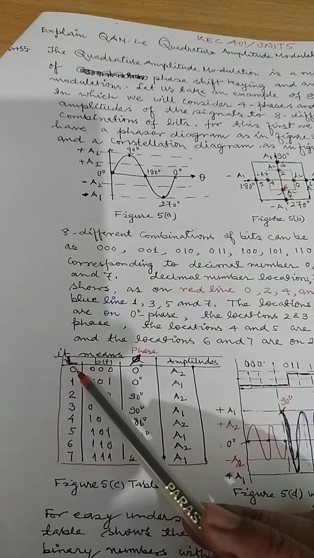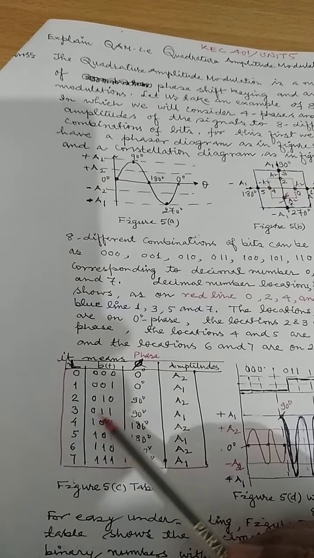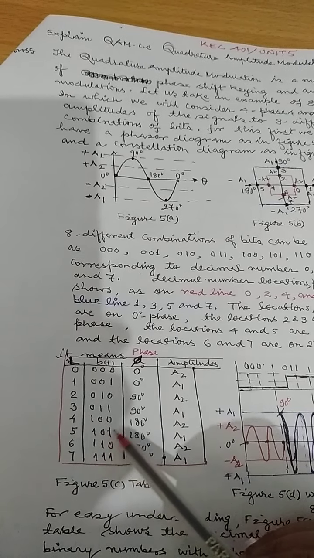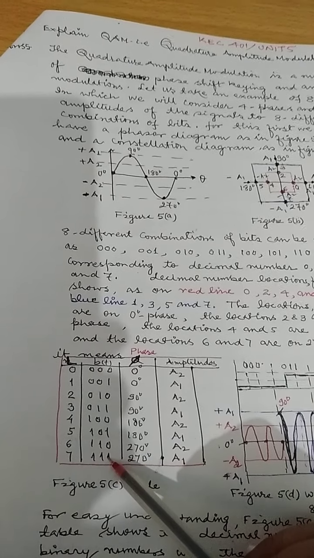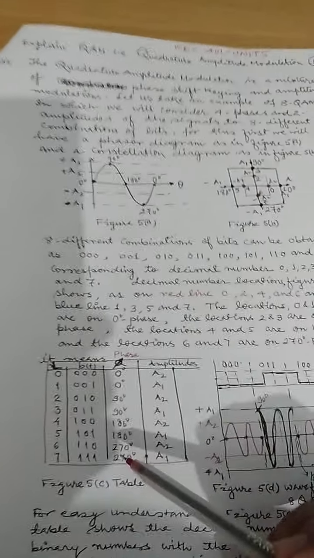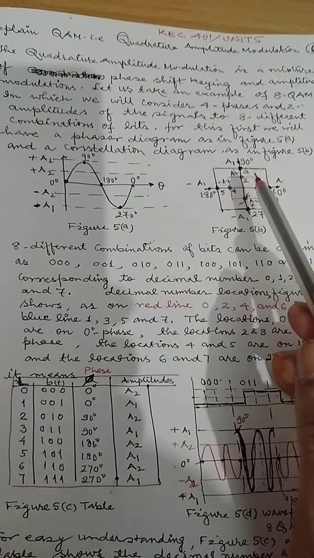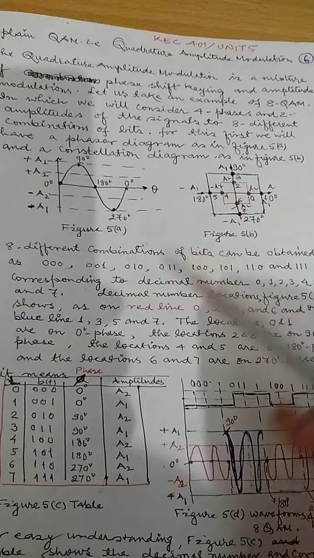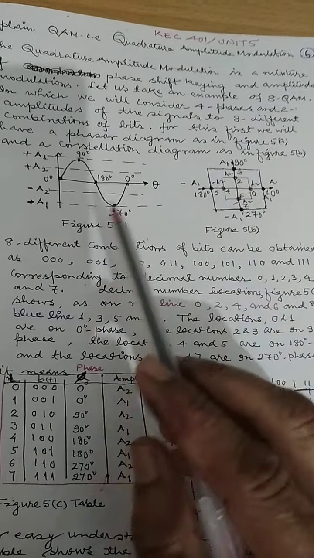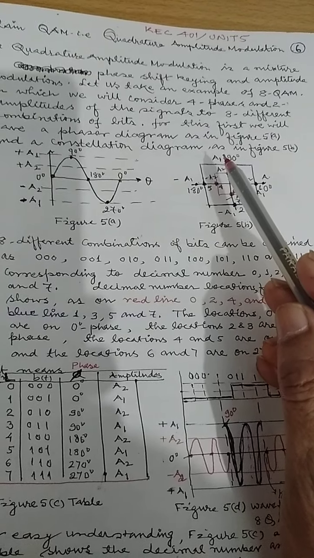We are having 8 combinations: 000, 001, 010, 011, 100, 101, 110 and 111. Here 8 combinations can be achieved by having 4 phases and 2 amplitude variations. So we'll take the 2 amplitude variations and the 4 phases, and we'll draw the constellation diagram.